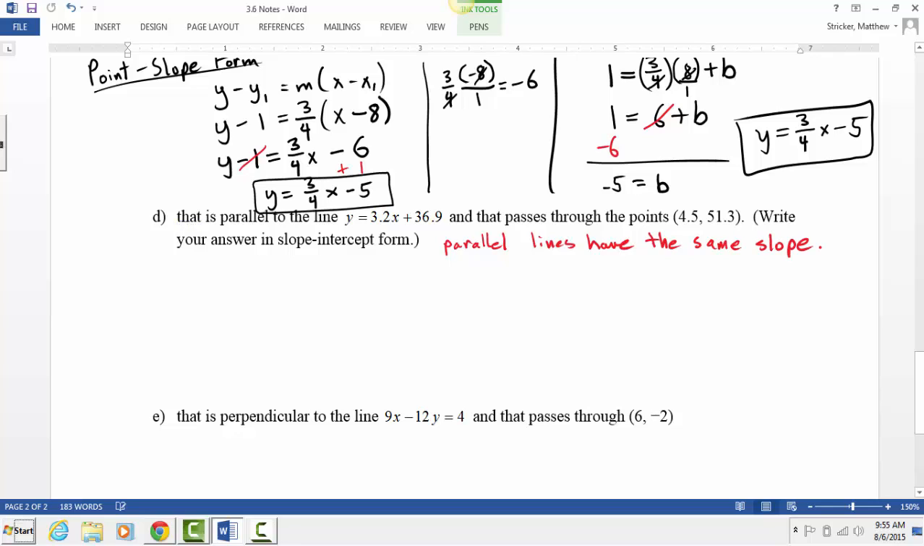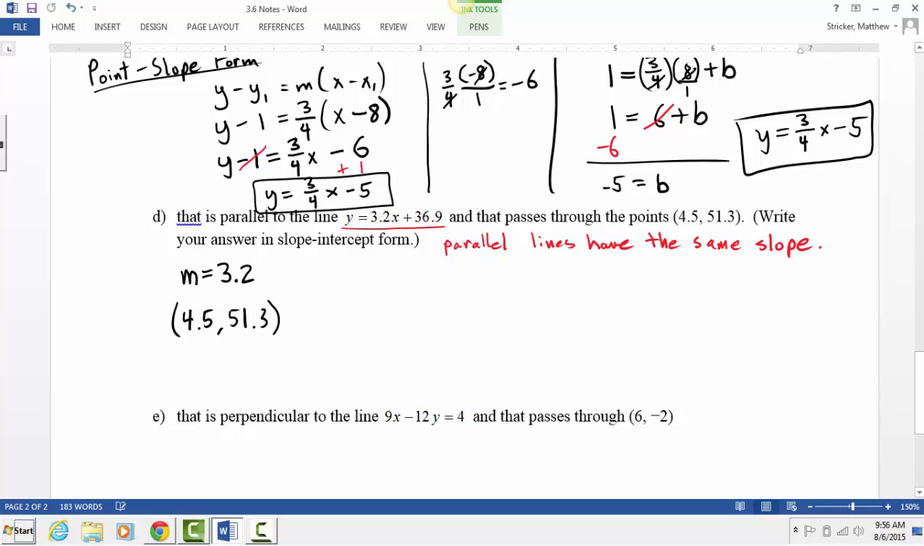So if the line that we're looking for is parallel to this line right here, that means our slope is going to be what? It's going to be the same. So our slope is going to be 3.2, because if I look at this line, the slope is 3.2. It's the coefficient in front of the x, that number there. And then we're given a point. We're given the point (4.5, 51.3).